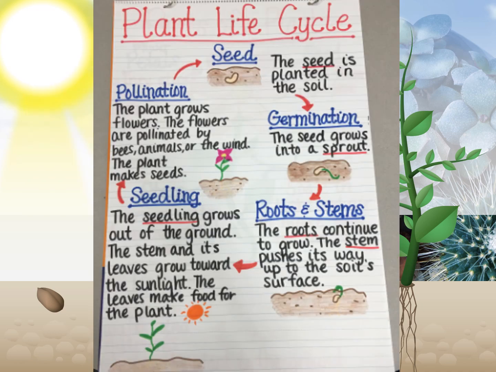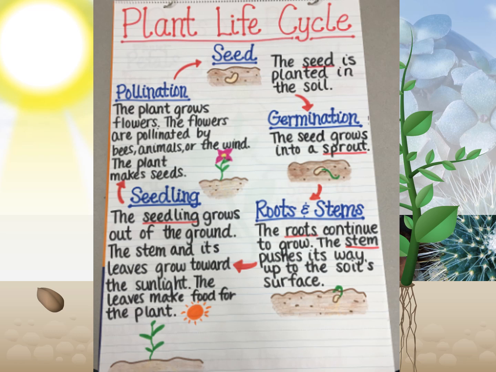Today we will see the plant life cycle. Stage number 1 is the seed. The seed is planted in the soil. Stage number 2, germination. This is when the seed grows into a sprout. The roots and stems. The roots continue to grow. The stem pushes its way up to the soil's surface.